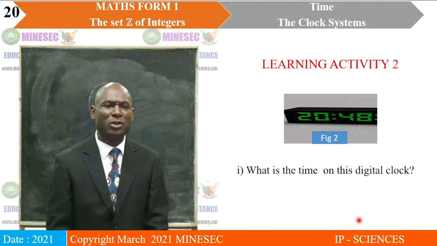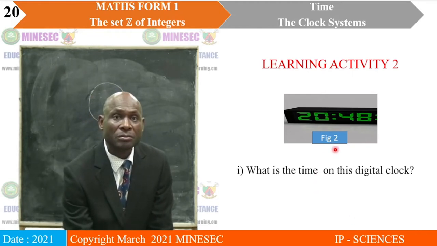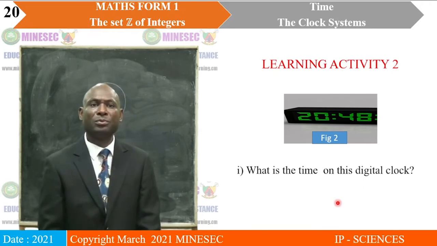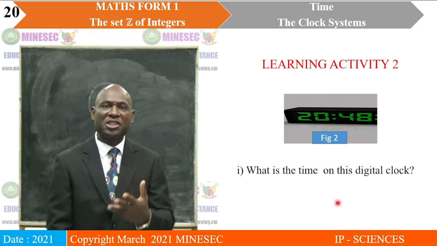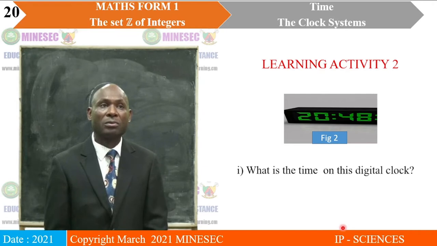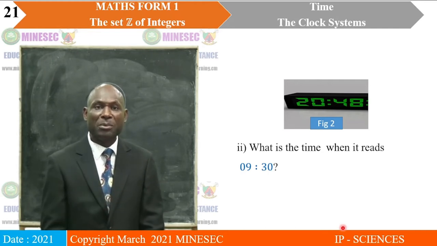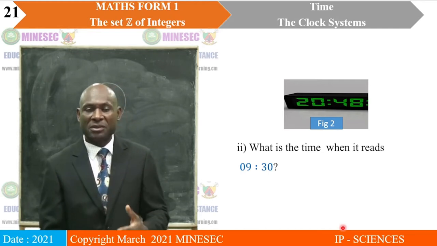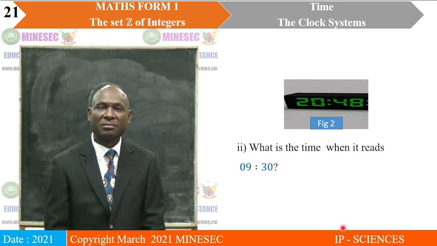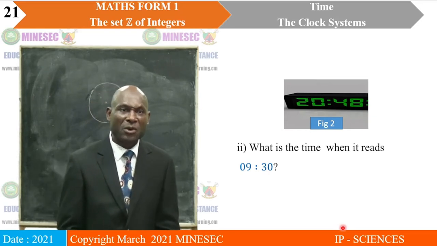Learning activity number two. You have figure two. You can see the reading of figure two. What is the time on this digital clock? That is a digital clock. What is the time on the clock? What is the time when it reads 09:30? What is the time on the digital clock when it reads 09:30?